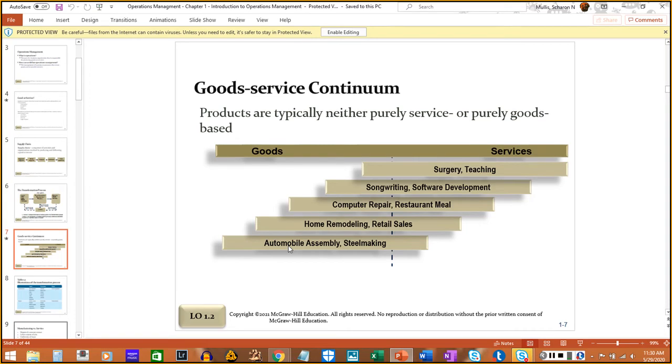But even though GM makes cars, they also ship these cars to the end user, and they use salespeople, the IT department and lawyers to sell the car because they want to make money off of it. So again, it might be 80% a good, but there's 20% where some service is involved with GM making money off of a vehicle that they produce.